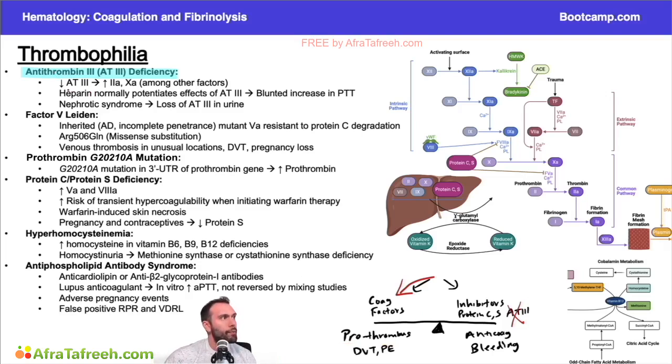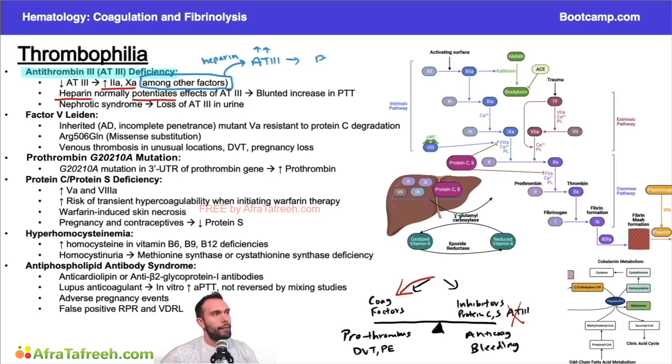The big two that you really want to remember when you're thinking about antithrombin 3 are thrombin and factor 10A. Those are the primary sites where antithrombin 3 acts. Now remember, heparin comes in when you talk about antithrombin 3. Heparin normally will increase the effects of antithrombin 3, which also inhibits a lot of other factors. We usually measure these effects by looking at the PTT.